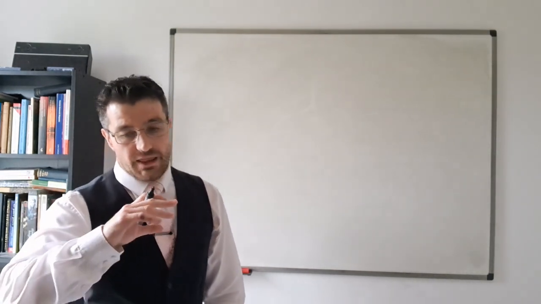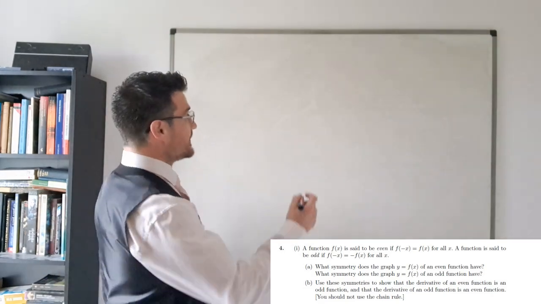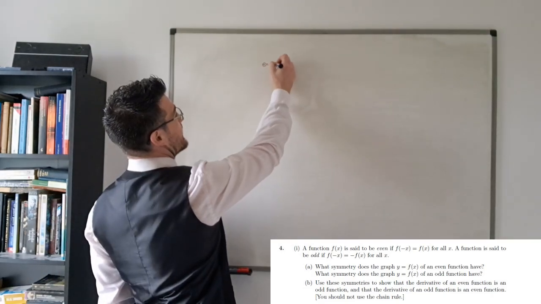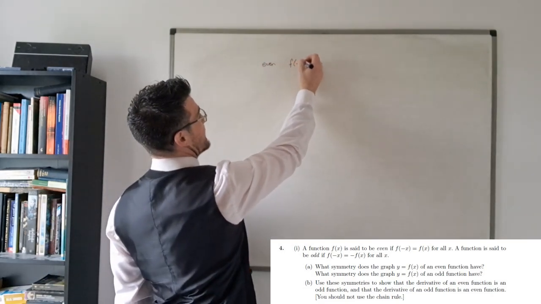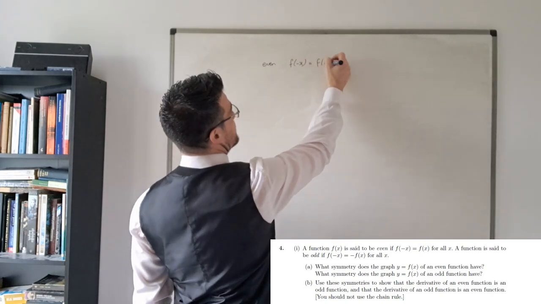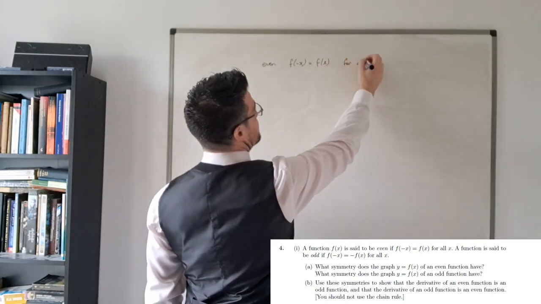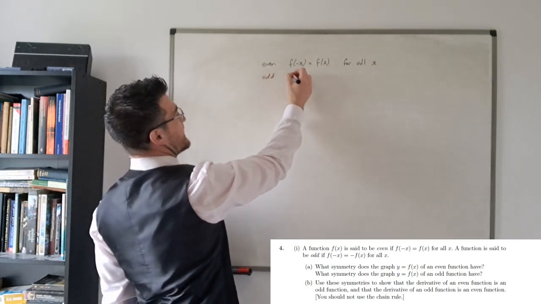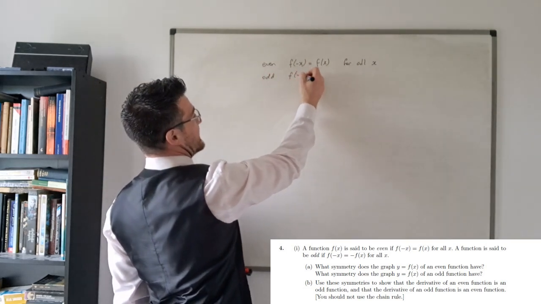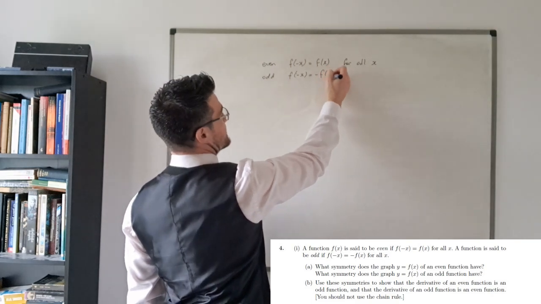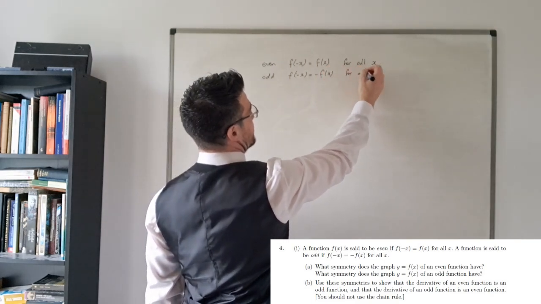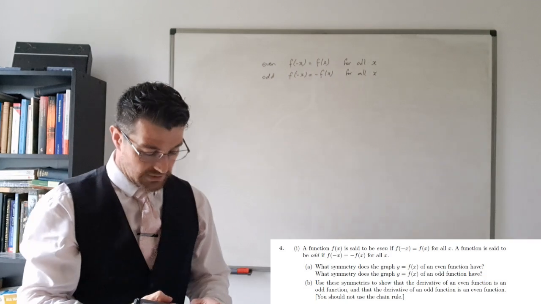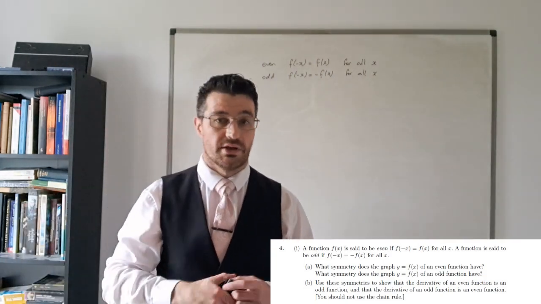So a function f of x is said to be even if f of minus x is equal to f of x for all x. And a function is said to be odd if f of minus x is equal to minus f of x for all x. This is all we're told about even functions and odd functions. We're not told anything more.